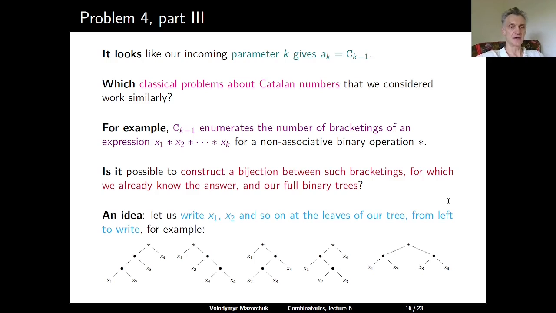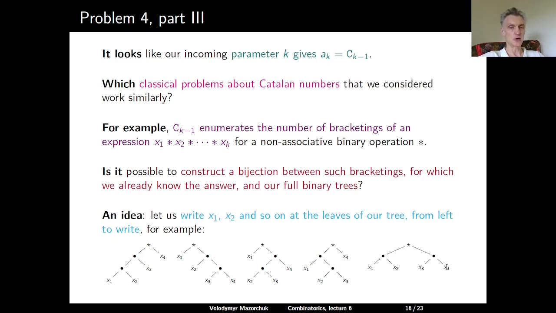And here the idea is that let us write our x1, x2, and so on xk as leaves in our tree from left to right. So here is an example how this is done for our trees with 4 leaves. So k is equal to 4. So for the first tree, we write x1, x2, x3, x4 like that, x1, x2, x3, x4 like that. Here x1, x2, x3, x4, x1, x2, x3, x4, and finally here again x1, x2, x3, x4.